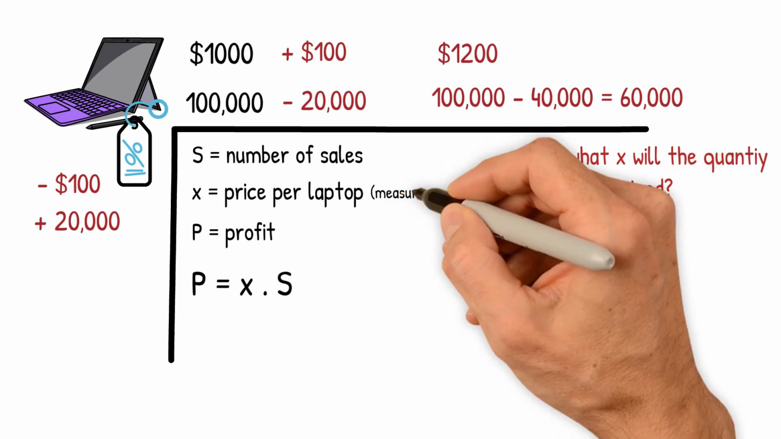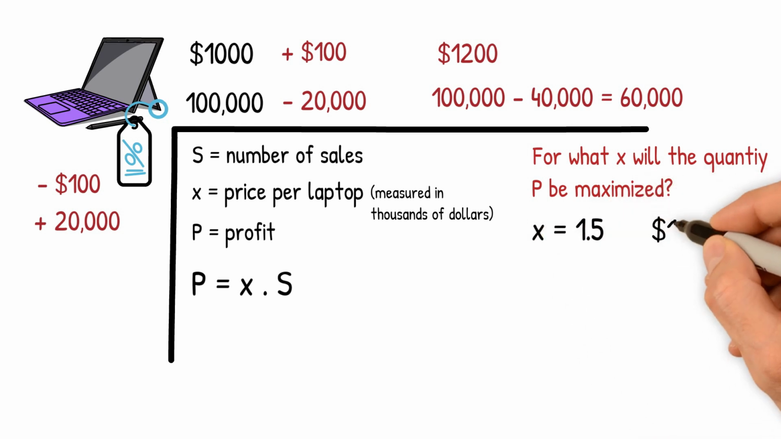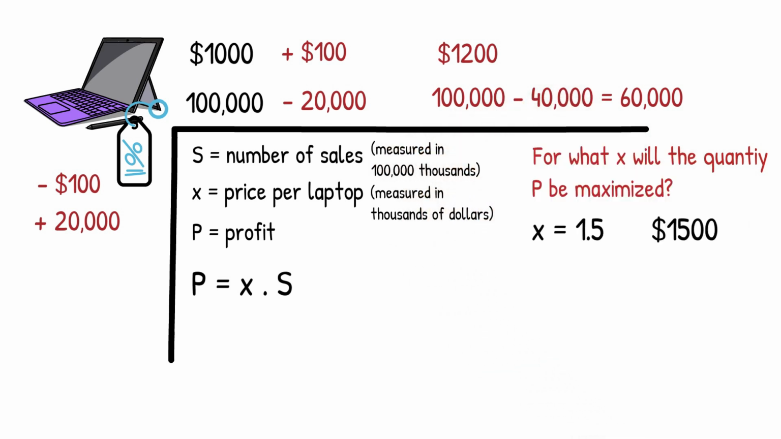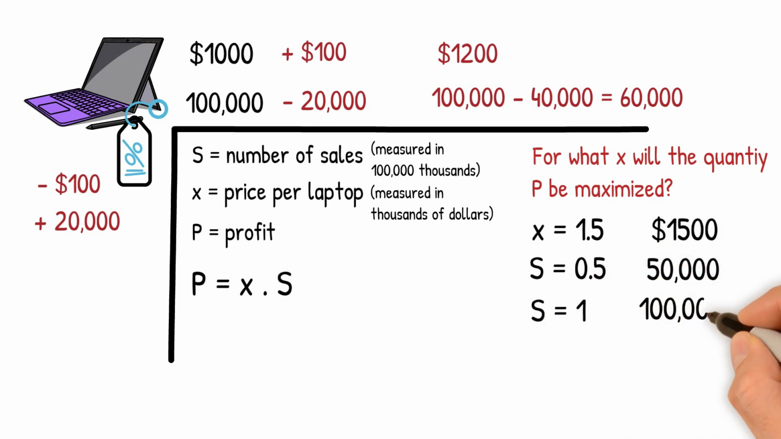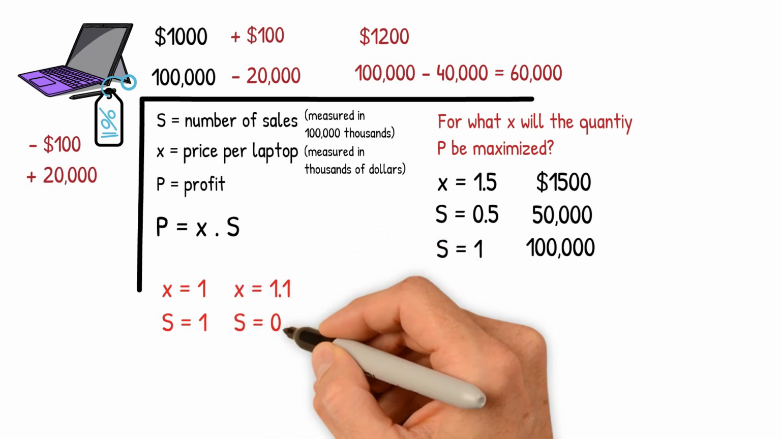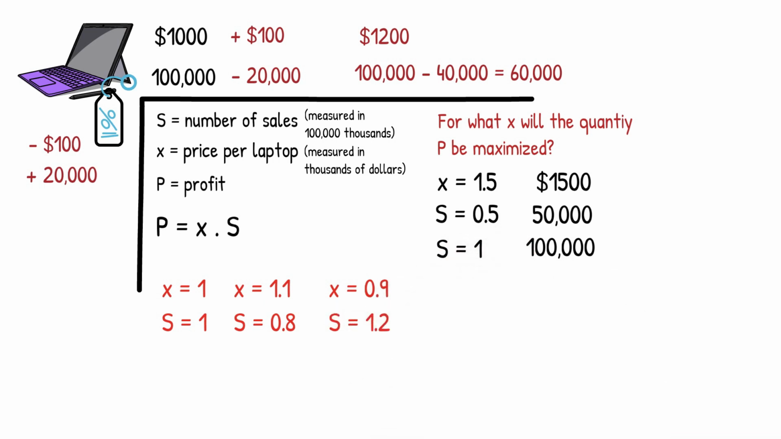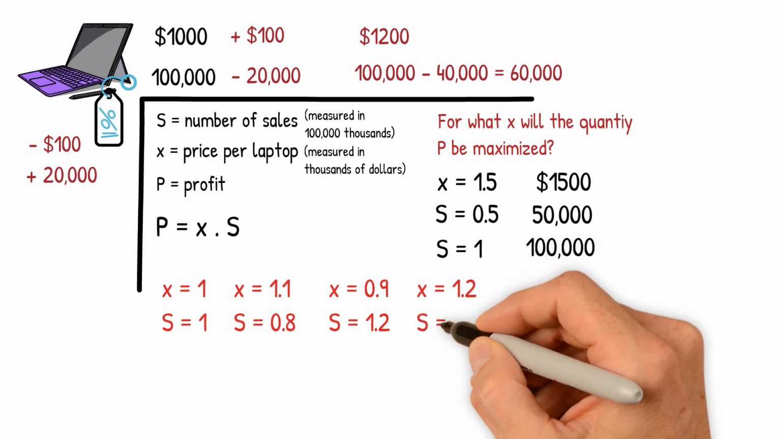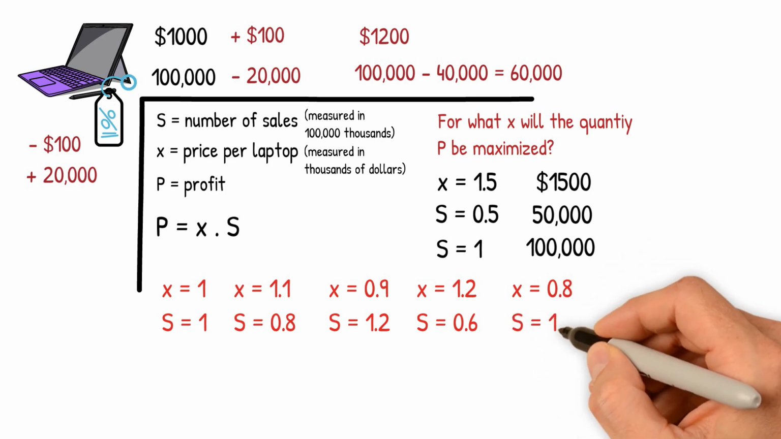For convenience, let x be measured in thousands of dollars rather than singles. So x equals 1.5 would mean $1,500 per laptop. And let s be measured in hundreds of thousands, so that s equals 0.5 means 50,000 sales, and s equals 1 would mean 100,000 sales, and so forth. When x equals 1, we know that s equals 1. When x equals 1.1, we know that s equals 0.8. When x equals 0.9, we know that s equals 1.2. When x is 1.2, we know that s equals 0.6. When x is 0.8, s is 1.4.